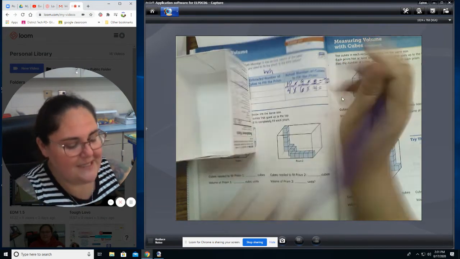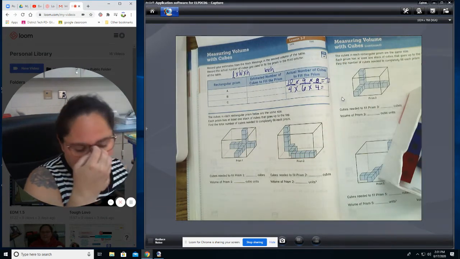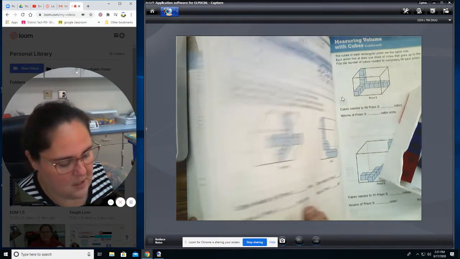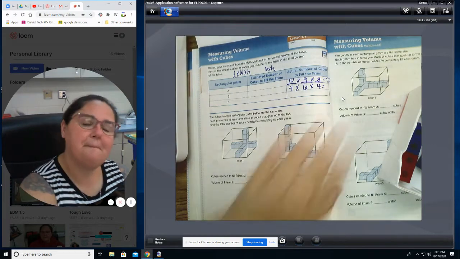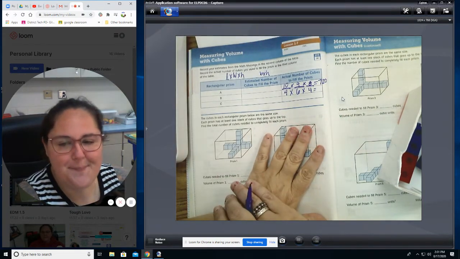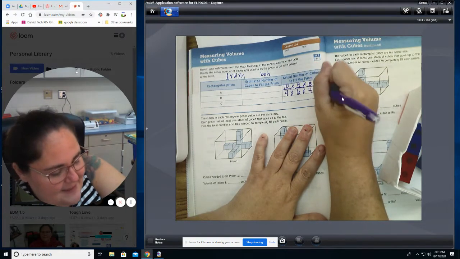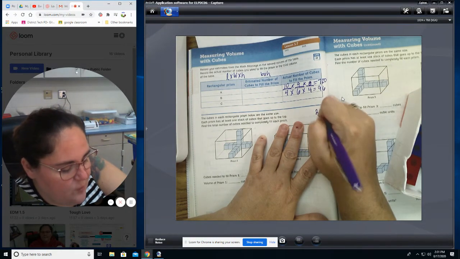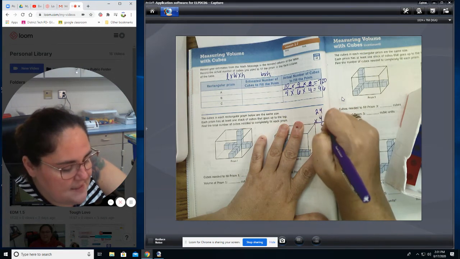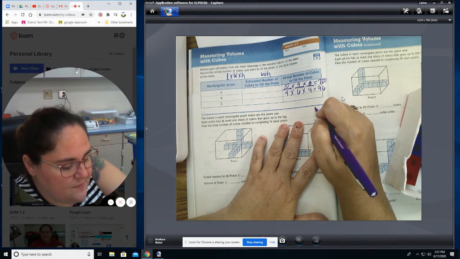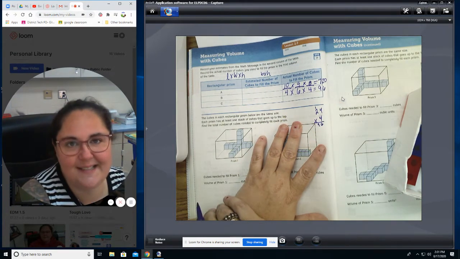All right, 4 times 6 is 24. 24 times 4. All right, your answer should be 96. If I have 24 times 4, 4 times 4 is 16, carry my 1. 4 times 2 is 8, plus 1 is 9. That's how I got 96.